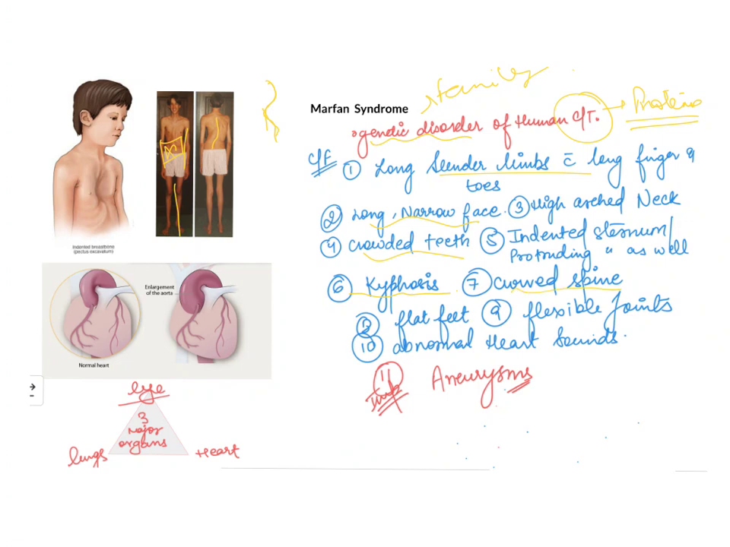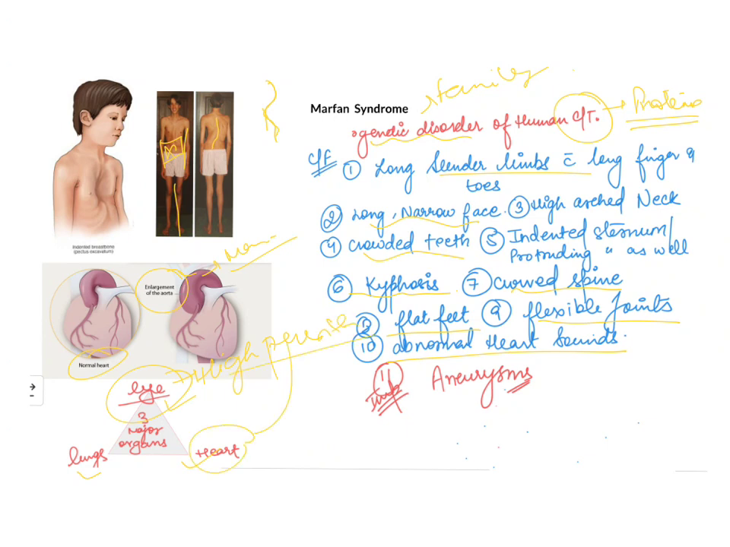Then curved spine, flexible joints, flat feet, and abnormal heart sounds. Remember abnormal heart sounds, because this is a normal heart, and in patients suffering from Marfan syndrome, there is enlargement of the aorta. Now the three major organs affected here are the eye, lungs and the heart. Now what happens in the eye? There is high pressure in the eye, due to which the vision gets disturbed. So high pressure is there in the eyes.